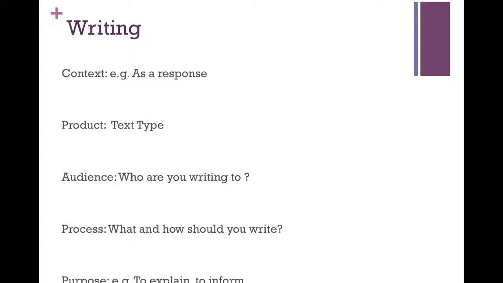Okay, writing. To complete the writing task, firstly, you have to analyze the questions. Very important. These are the goals of analysis, and you should analyze the context, purpose, product, audience, and process of your task. Context is just about what happens before the task, the product indicates the task type, the audience is to whom you're writing, the process is what should be included, and purpose is just a line to explain and to inform what you're going to do in this task.